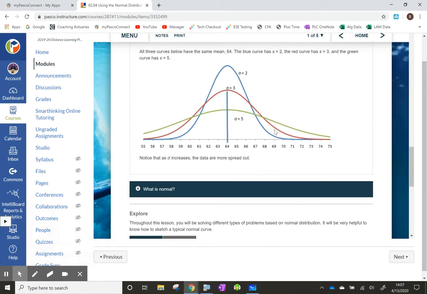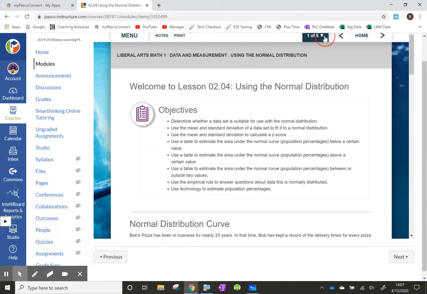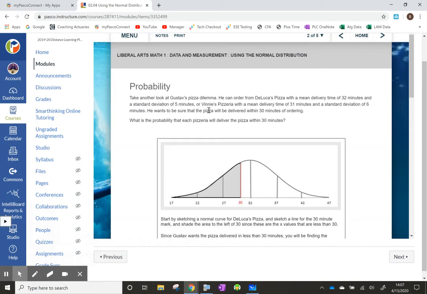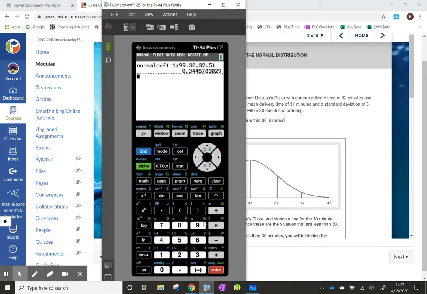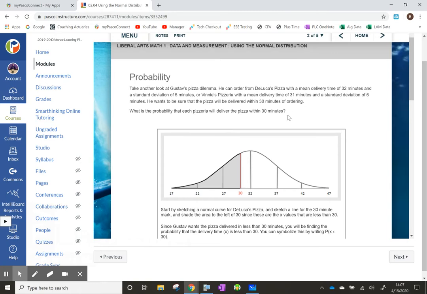Okay. So let's see if there's anything left on this slide I want to talk about. I don't. Let's get into page 2. So now we're going to talk about probability. This is rather interesting, and if you have a graphing calculator at home, you're going to love this. This will be perfect. If you don't have a graphing calculator at home, no worries. It's still just as easy for you to do.